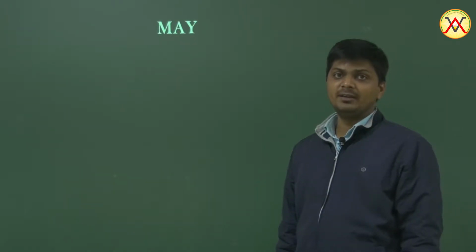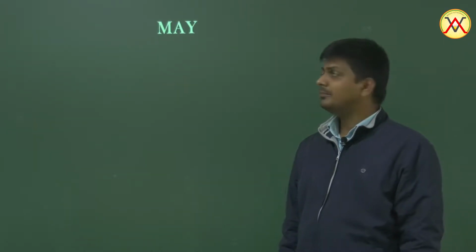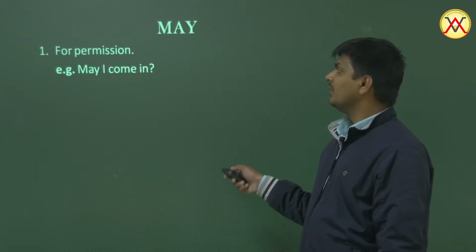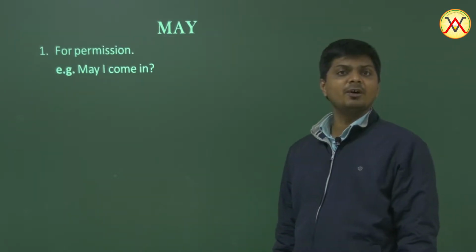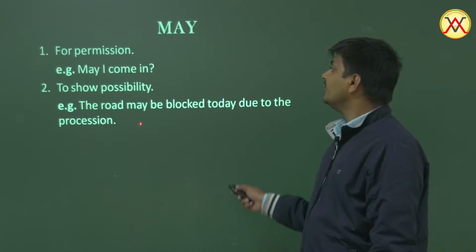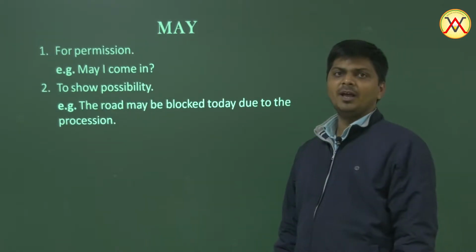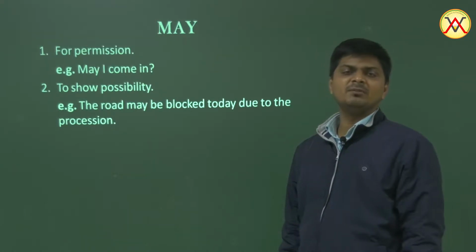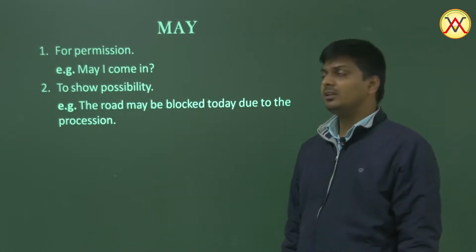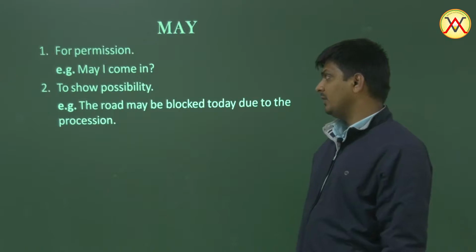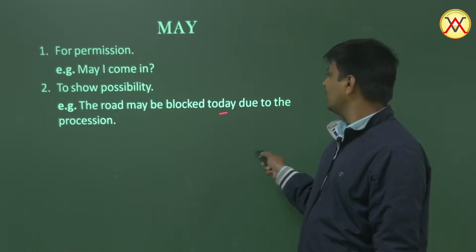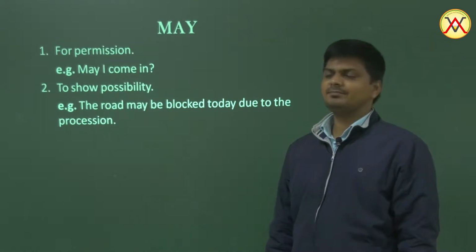May is the next modal auxiliary. For permission, may I come in? May I do it? May I go out? To show possibility, the road may be blocked today due to the procession. Now you see, can also shows possibility, but that's theoretical possibility. And this is a specific possibility. The road may be blocked. Why? Because of the procession.